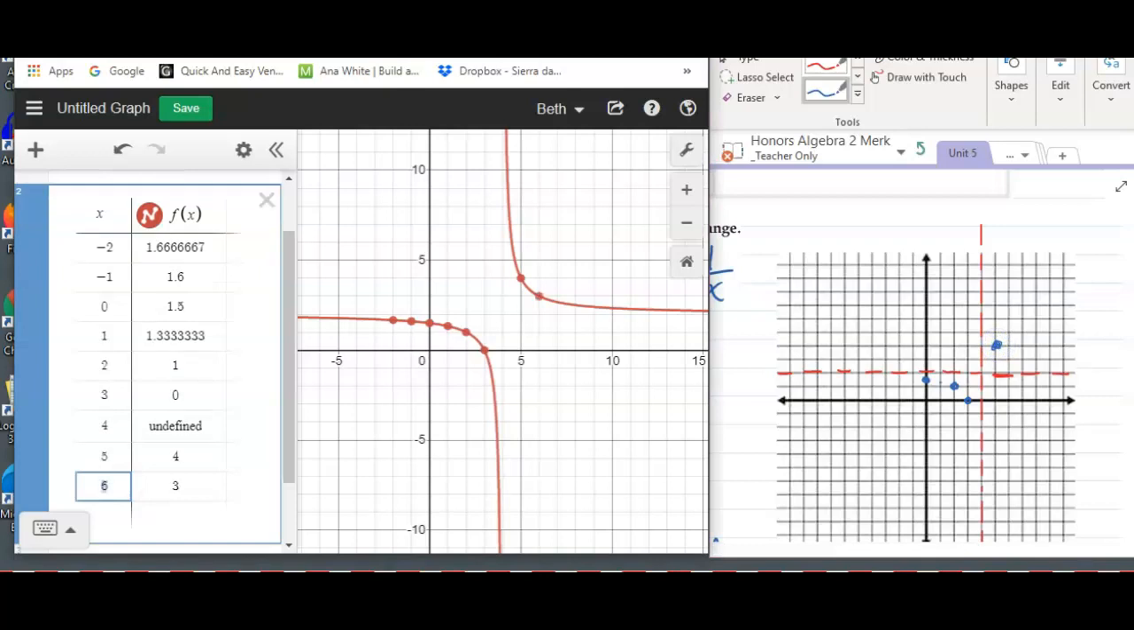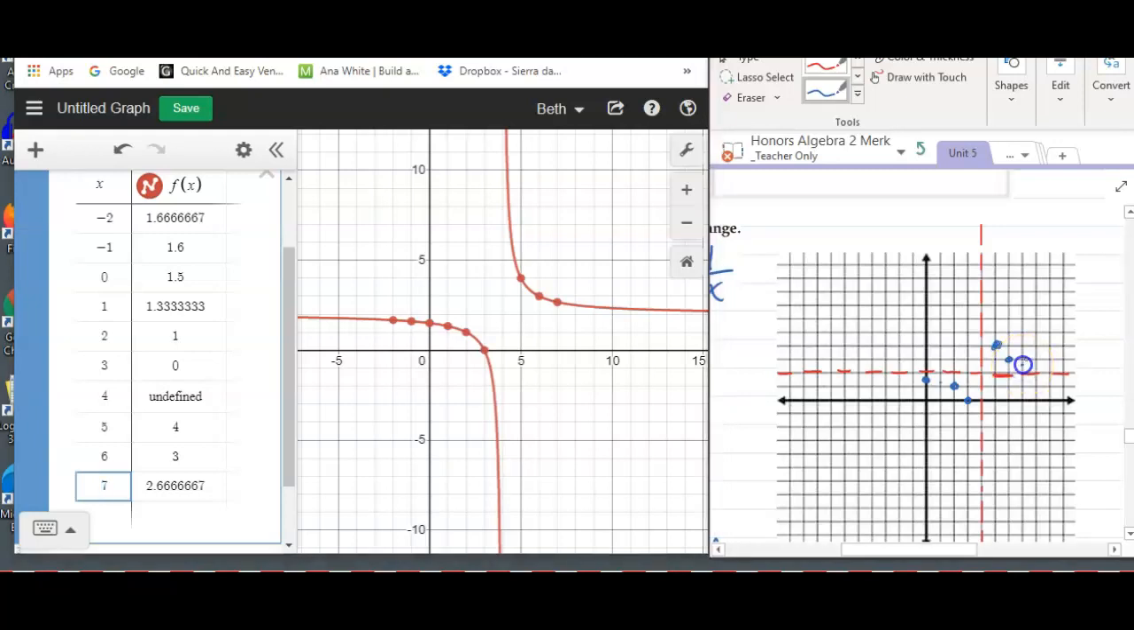Going to hit enter again. 6, 3 is another very nice point. Hitting enter again. 7, 2 2/3. That's not too terrible to graph. 7, 2 2/3 would be about here. Let's try for one more point. 8, 2 1/2. Over 8, up 2 1/2.